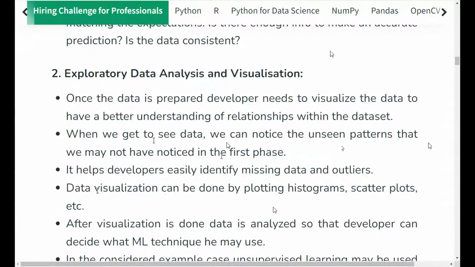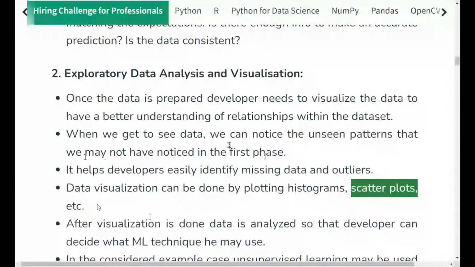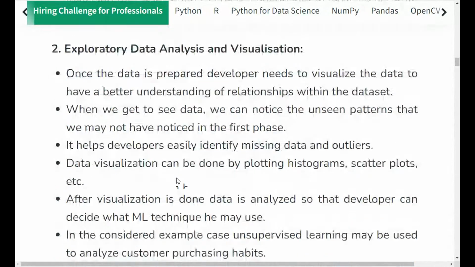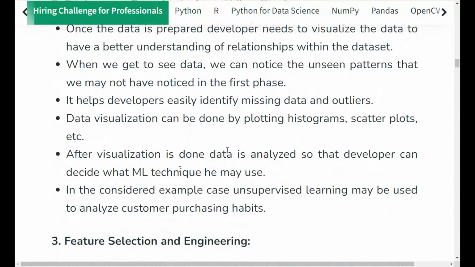Data visualization can be done by plotting. Histograms is one of them. Scatter plot is another one, and many other plots that you have learned can be used for different data that you are going to use. After visualization is done, data is analyzed so that the developer can decide what ML technique he may use. Very important. Just try to understand what they are saying.